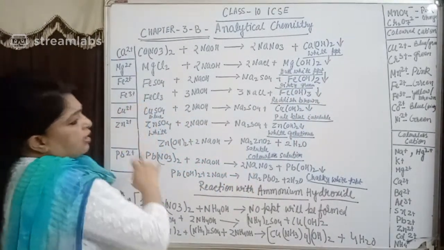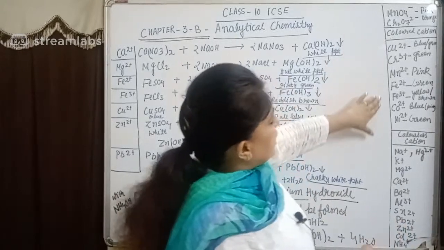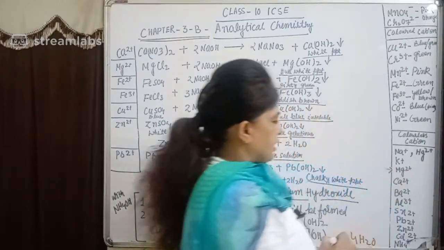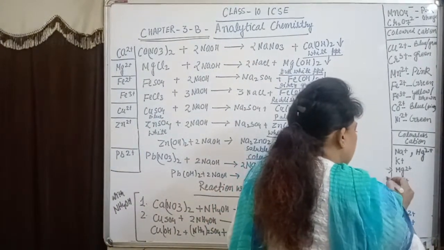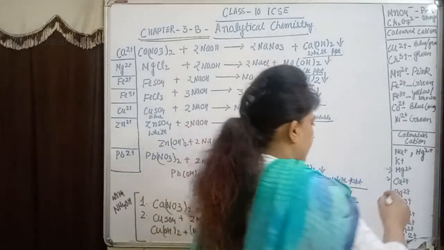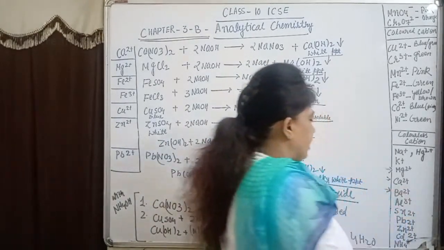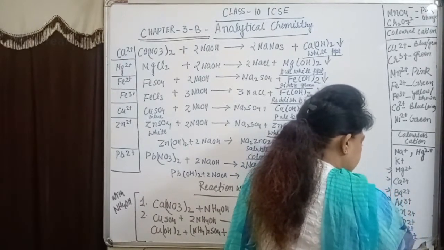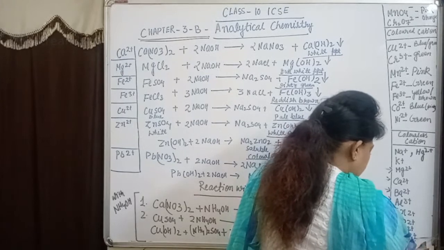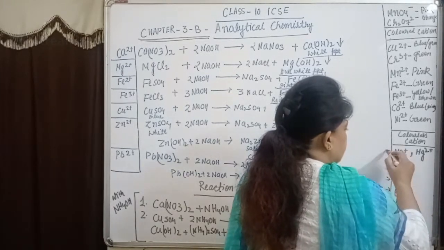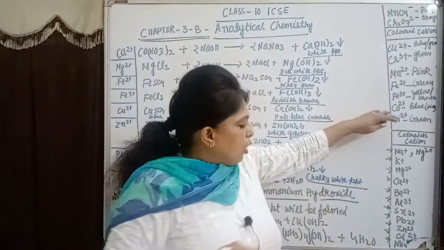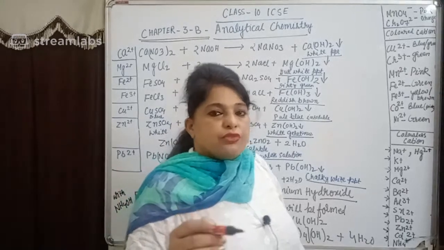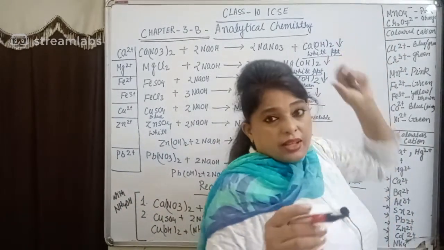Now the next is we have already learned about the colored cation. We can see here the magnesium comes under what? Colorless cation, right? Calcium also comes under colorless cation, right? And then barium is also colorless cation, aluminium is also colorless cation, then tin, lead, zinc, cadmium, ammonium, right? Potassium, sodium, mercury, these all cations come under what? Colorless cation.